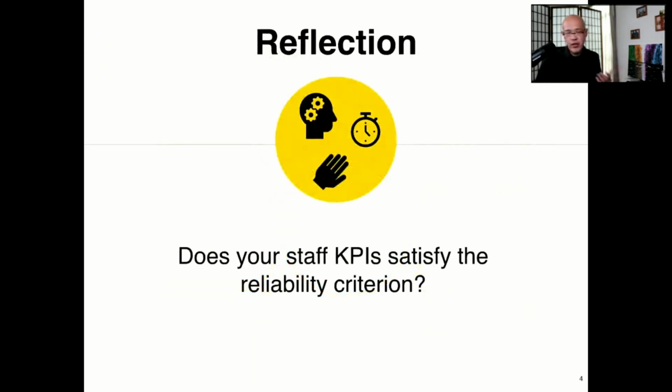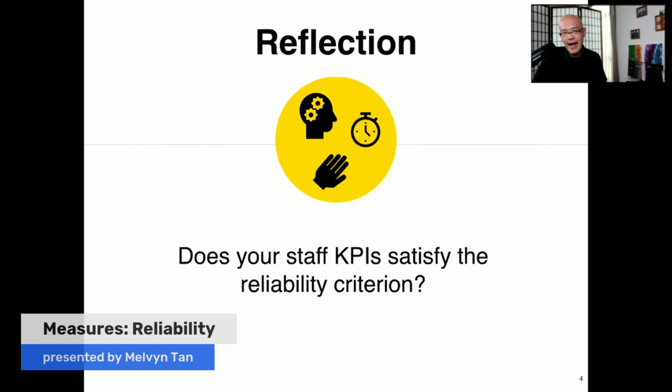So have a look at your current set of staff KPIs and ask yourself, do they satisfy the reliability criterion? And if for some reason your answer is no, then go ahead and find out what are the various perspectives that you can bring in so that it will make your KPI more robust and able to withstand scrutiny itself. In the next video, we will look at some examples, and that would give you even greater clarity on some KPIs and how to write them.